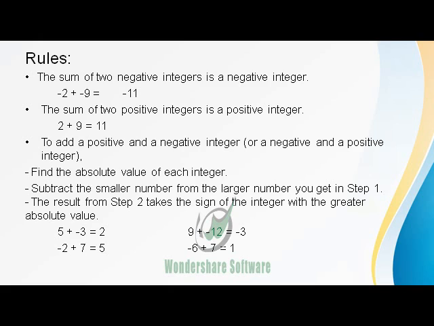Subtract 9 from 12 and you will get 3. Then get the sign of the greater number, which is negative. Then positive 9 plus negative 12 is equal to negative 3. More examples are shown on the screen.